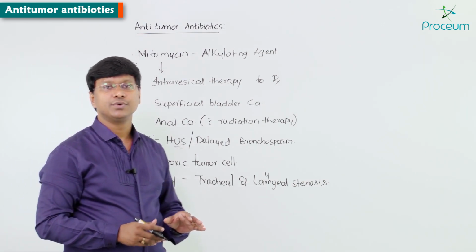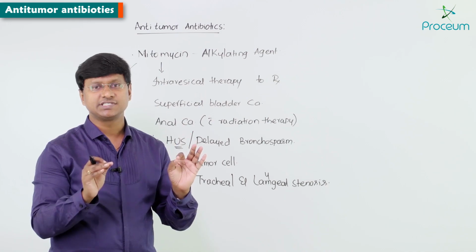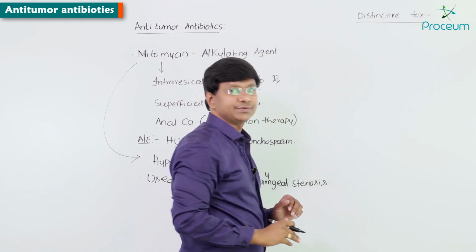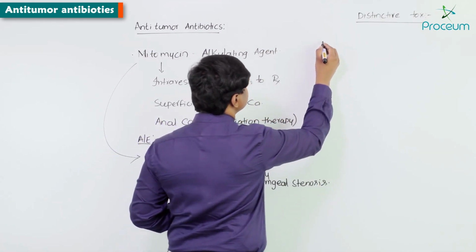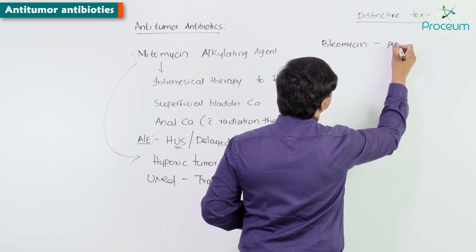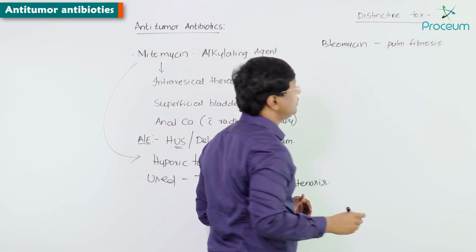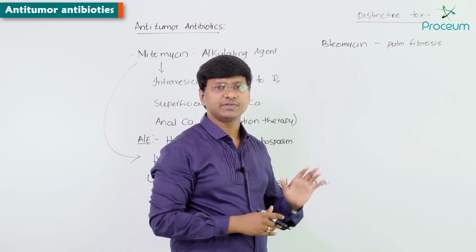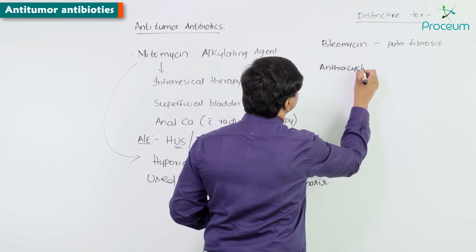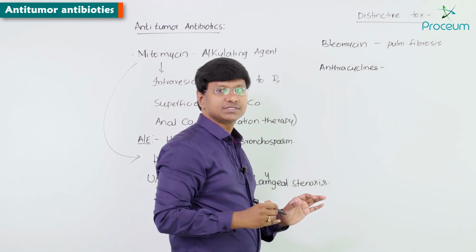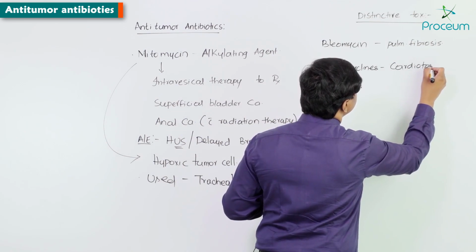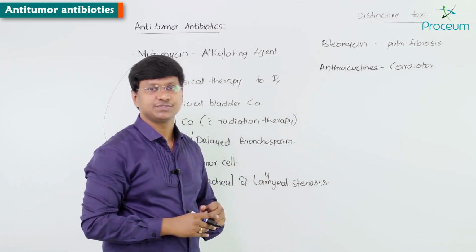Now, let me tell you overall the distinctive toxicities of natural anti-cancer drugs. If you take bleomycin, it is the drug which can cause pulmonary fibrosis, and it will spare the bone marrow. And take the anthracyclines: they are a group of drugs which cause cardiotoxicity, in the form of dilated cardiomyopathy as well as congestive heart failure.